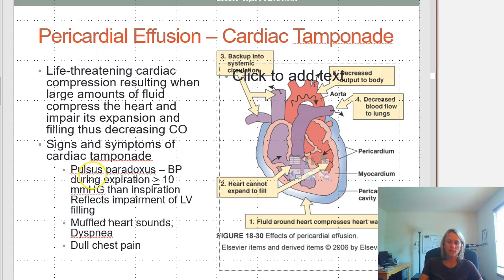Some of the signs and symptoms are a change in blood pressure during expiration, so greater than 10 millimeters of mercury than during inspiration. And this is a reflection of the impairment of the left ventricular filling. Muffled heart sounds due to all that fluid buildup, severe dyspnea, and a dull chest pain.